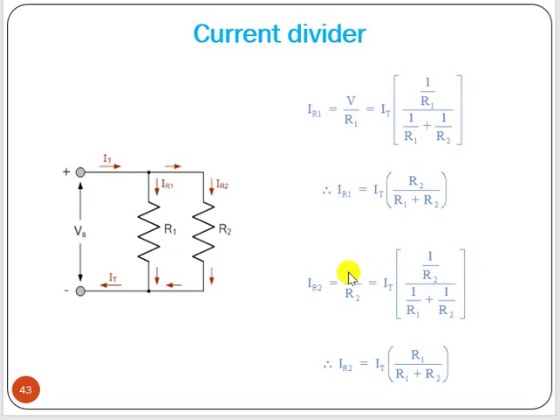So how you can remember: for voltage divider rule, you have to consider same branch resistance divided by total branch resistance, and the multiply factor is the total voltage. For current divider rule, it is other branch resistance by total branch resistance into the total current.